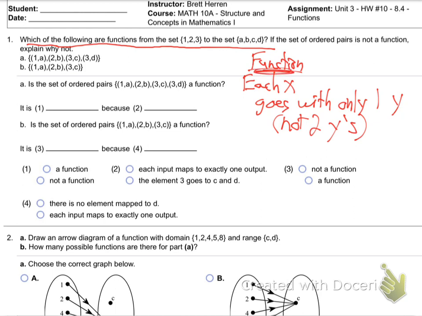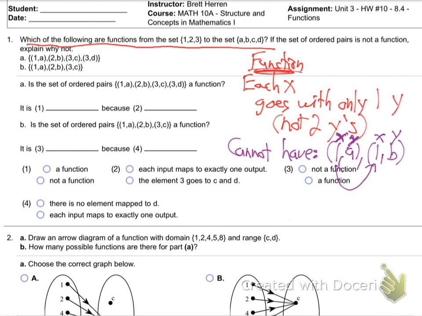Each x goes with only one y, not two y's. So in other words, you cannot have something like 1 going with A and then 1 also going with B. See, that's x values come first and then y. You remember that it's x, y, right? Whenever we do ordered pair, like two numbers with a comma, x is always first, then y. So that's the same x. See how that's the same x going with two different y values? That's what you cannot have.